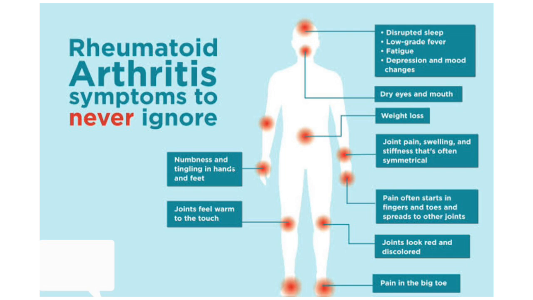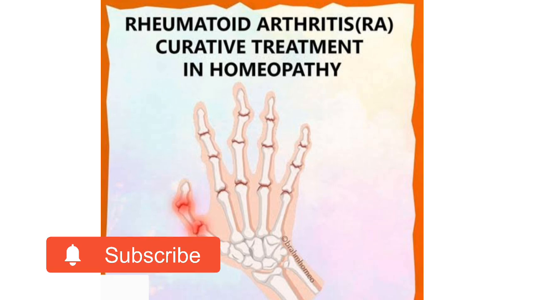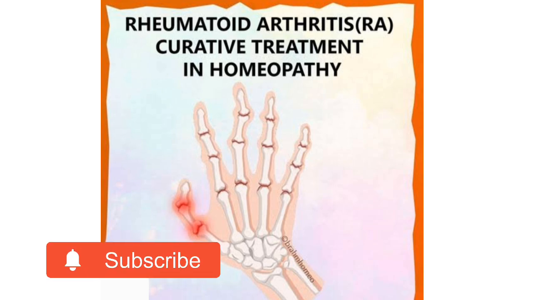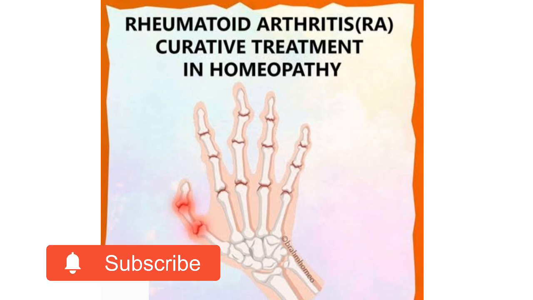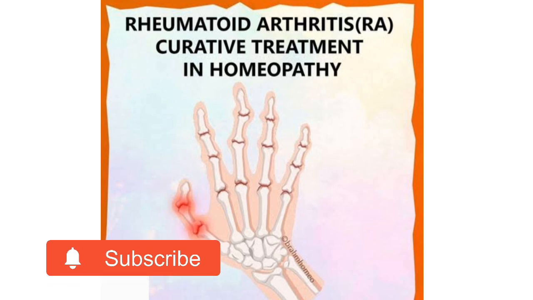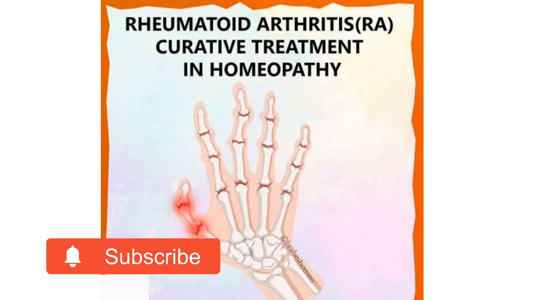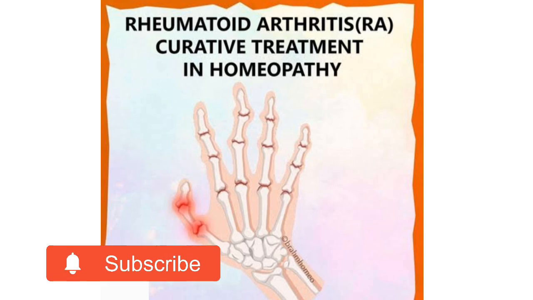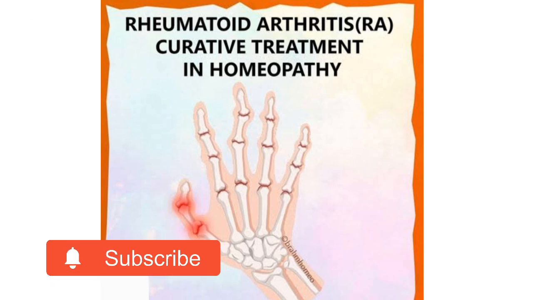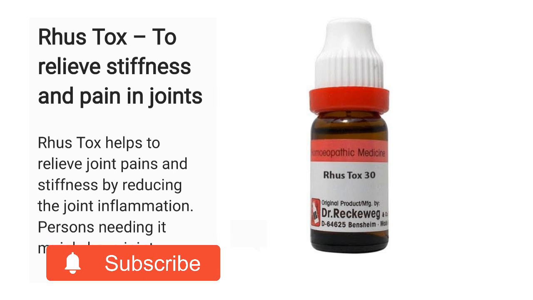Now let's move to the homeopathic mode of treatment for rheumatoid arthritis. Homeopathy shows remarkable results in mild to moderate cases of rheumatoid arthritis. Homeopathic medicines for rheumatoid arthritis help manage pain and stiffness in the body, but the deformities cannot be reversed. These medicines are of natural origin, thus are safe to use among people of all age groups. The commonly used medicines are: the first choice of medicine is Rhus tox. Rhus tox helps to relieve joint pains and stiffness by reducing the joint inflammation.